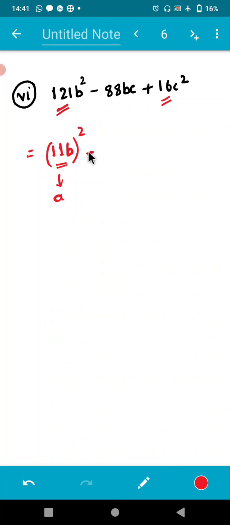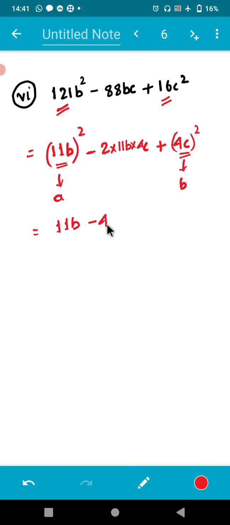Then put a minus sign here, leave some gap, and again put plus sign. 16c square. In place of 16, we can write 4c whole square. So this will be considered as b. Now 2 into a into b means what? 2 into a into b. Okay. Now in the very next step, what you have to write? 11b minus 4c whole square. So this is the solution of sum number 6.